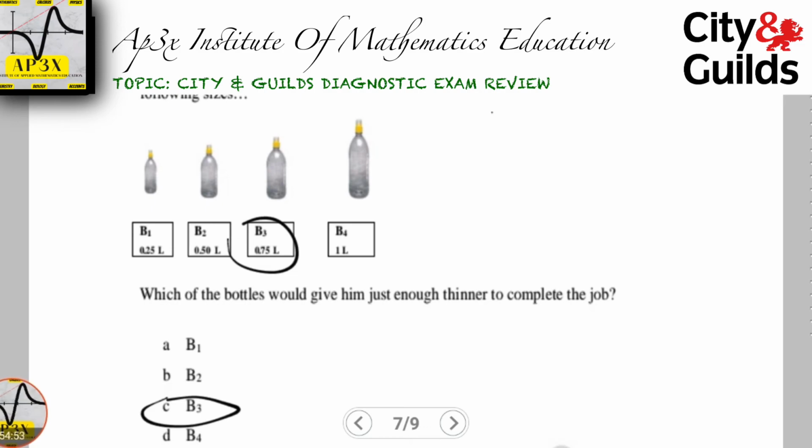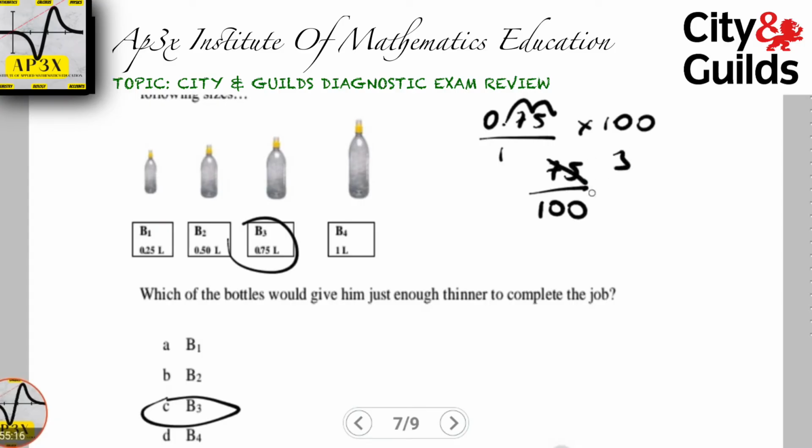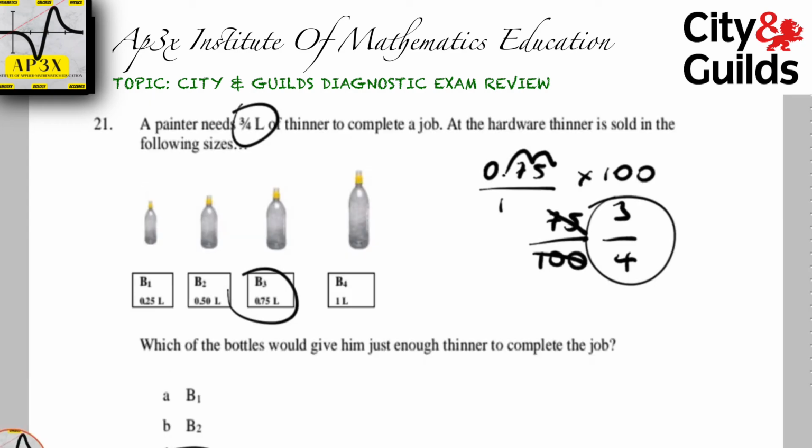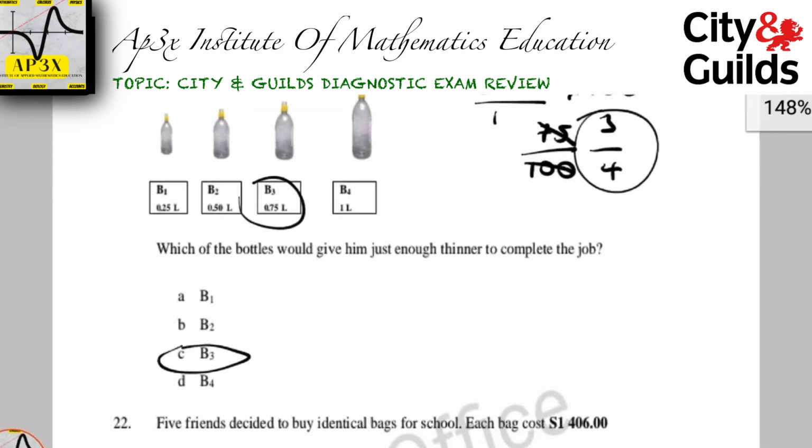0.75 liters is really 0.75 multiplied by 100. Okay, so if you multiply 0.75 by 100, you're going to get a whole number. So that's going to be 75, and if you divide it by 100 and turn it into a fraction, then 25 into this goes 3 times, and 25 into 100 goes 4 times. So right away we see that we get the 3/4 here that we're looking for. All right, so just enough would have been bottle 3. A little bit more than that would have been bottle 4, obviously.